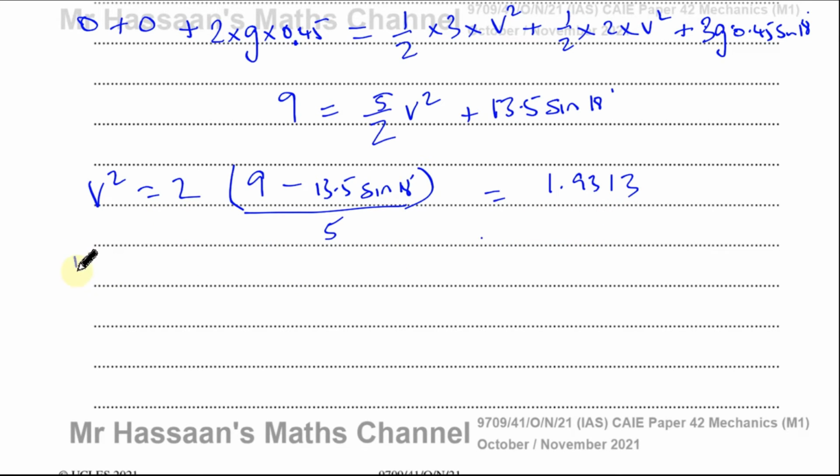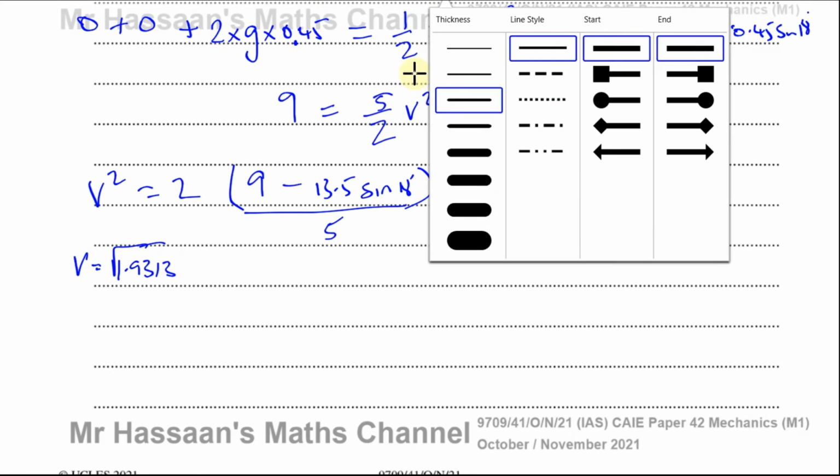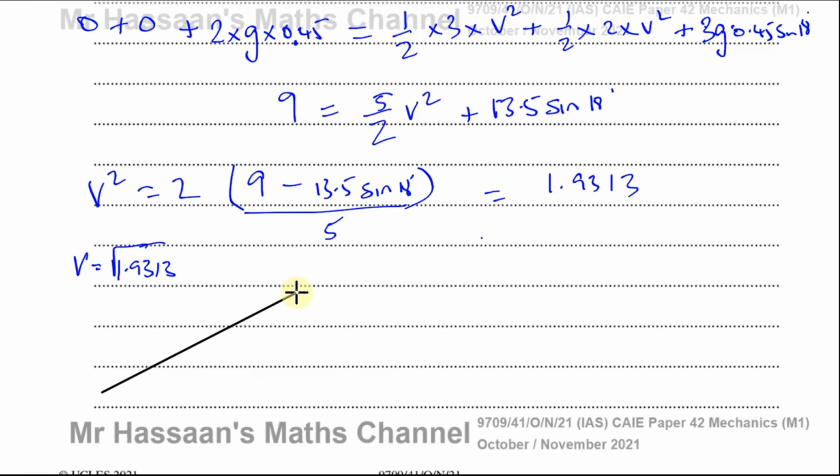So that means v, the velocity when it reaches 0.45 meters up the plane, and when A reaches the bottom of the floor, the velocity of both of them is going to be the square root of 1.9313. Now we need to focus on particle B as it now moves up the plane after it has reached 0.45. So it started from here, it's gone 0.45 meters up, and it's reached the speed of the square root of 1.9313 meters per second.